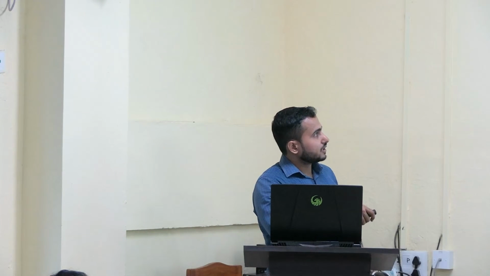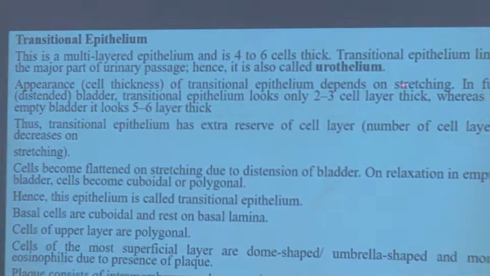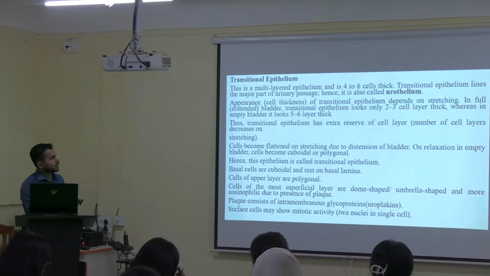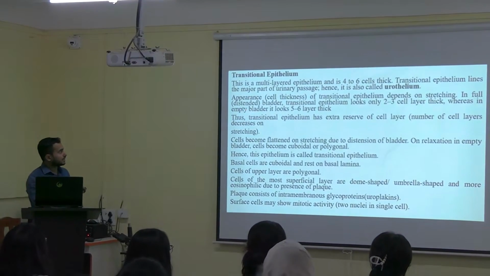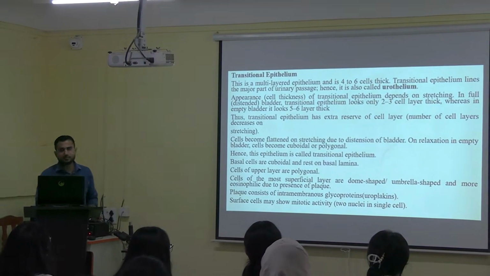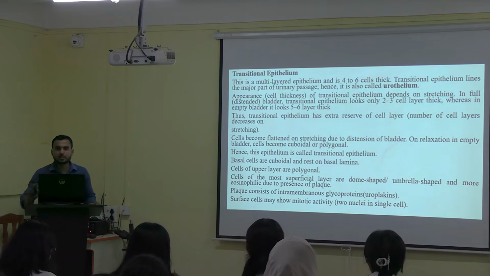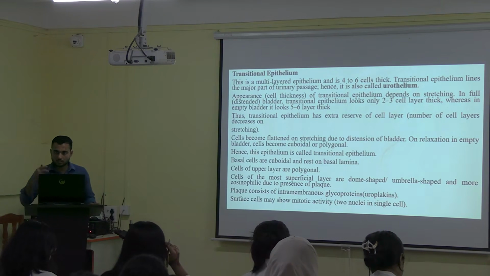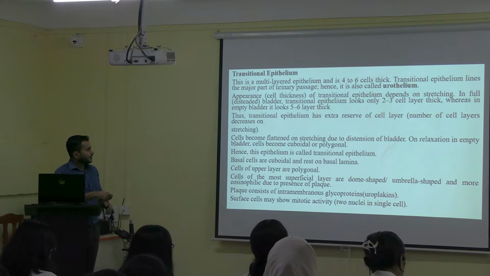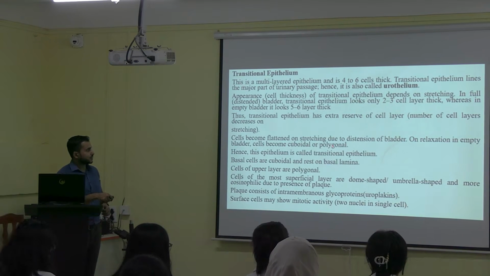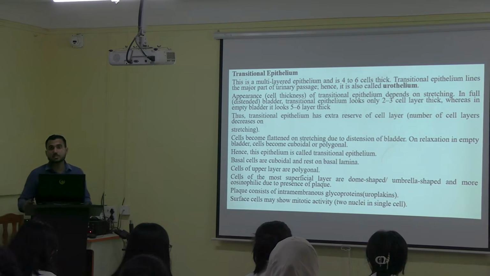So here you can see, depending on the stretching, if the bladder is distended, 2 to 3 layers of cells can be seen. When the bladder is empty, 5 to 6 layers of cells can be seen. That means it can be stretched heavily without getting deformed. That is one important feature. Cells become flattened on stretching due to distension of the bladder. On relaxation, they become cuboidal or polygonal. These are some features of the cells present in the transitional epithelium.